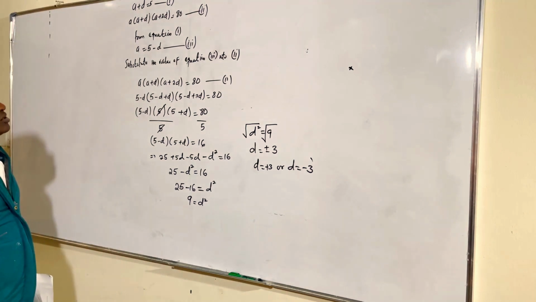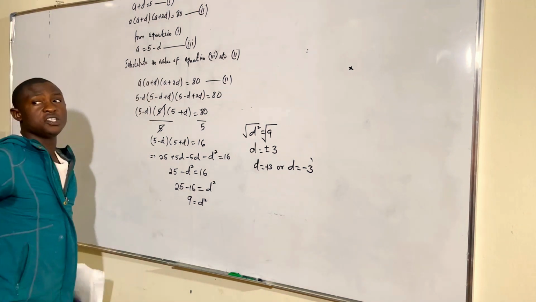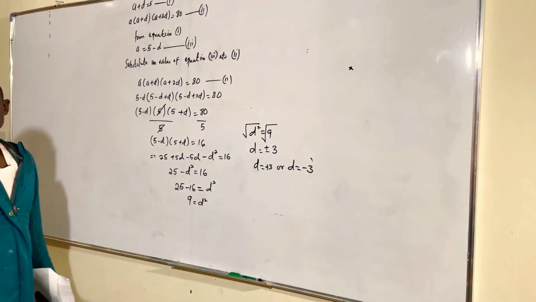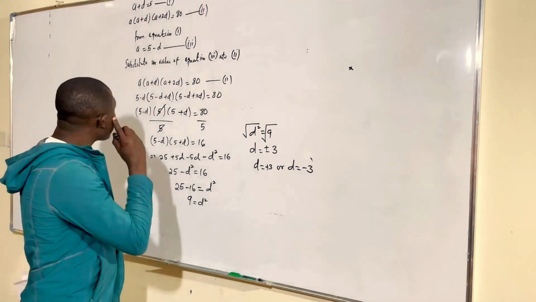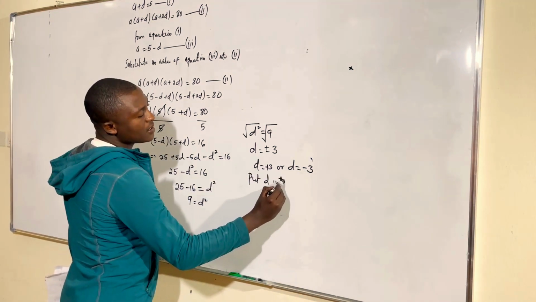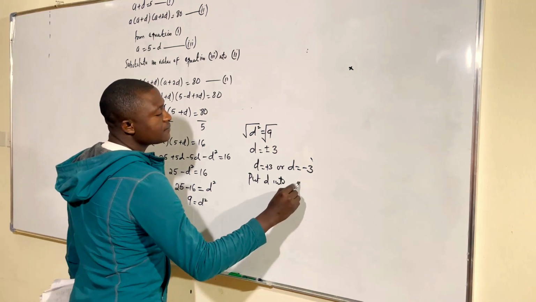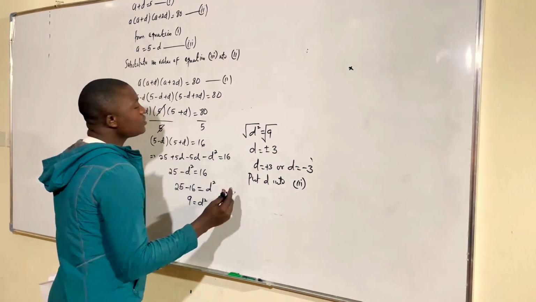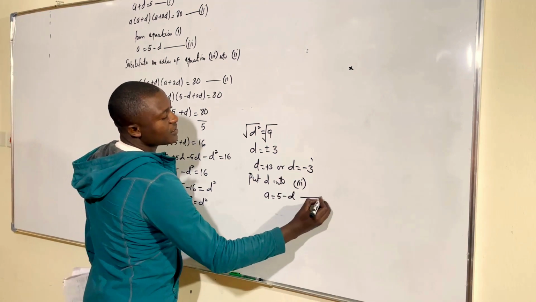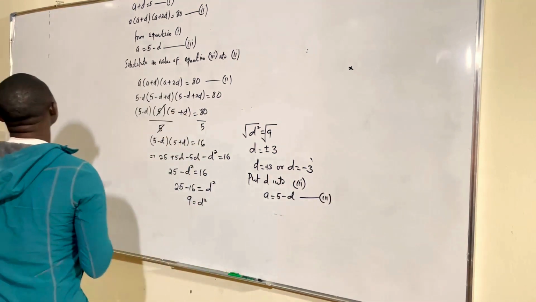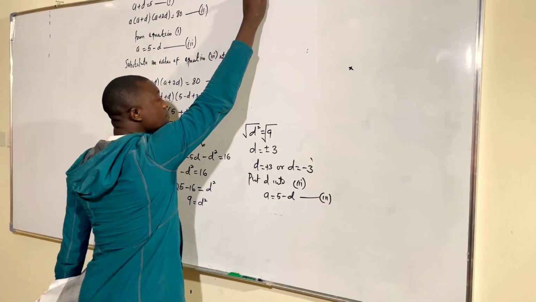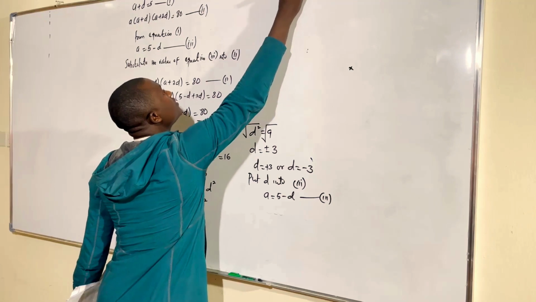So now you can put the value of your d into equation 3. Even if you like, you can put it into 1. Any one, since you have gotten the value of d, you can easily evaluate the value of your a. So put d into 3. What do we have in equation 3? What I have there is a is equal to 5 minus d. This is my equation 3. Write it here. I have a is equal to 5 minus d.